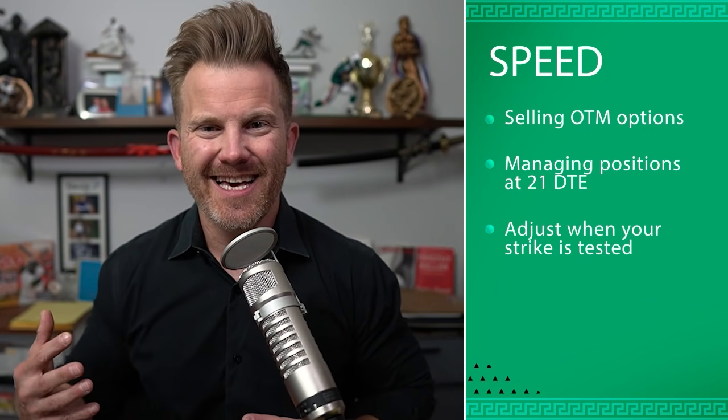Inevitably, though, there are going to be times when stocks move against you. There are going to be times when you have losing positions. Spoiler alert, your out-of-the-money options are going to move in the money from time to time. When this happens, your gammas are going to grow. When this happens, your speed is going to increase. So what do you do? You adjust when your strike is tested.